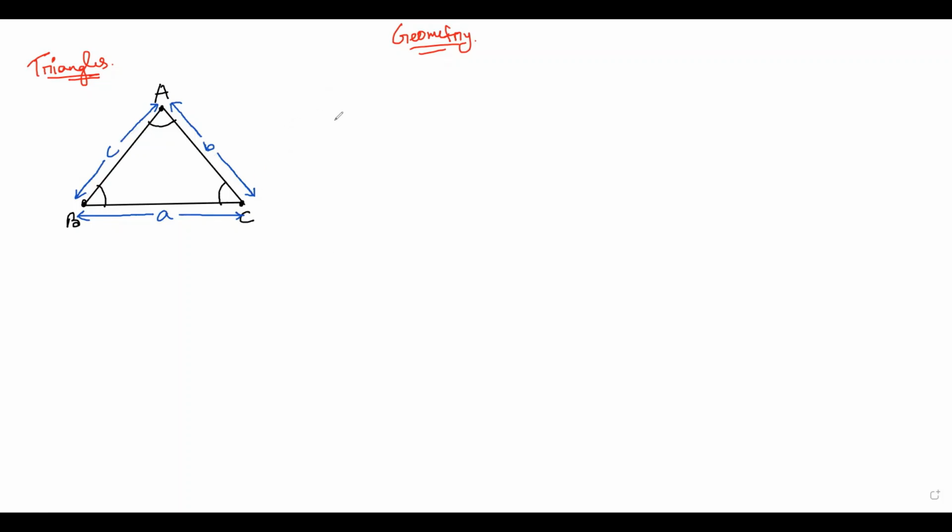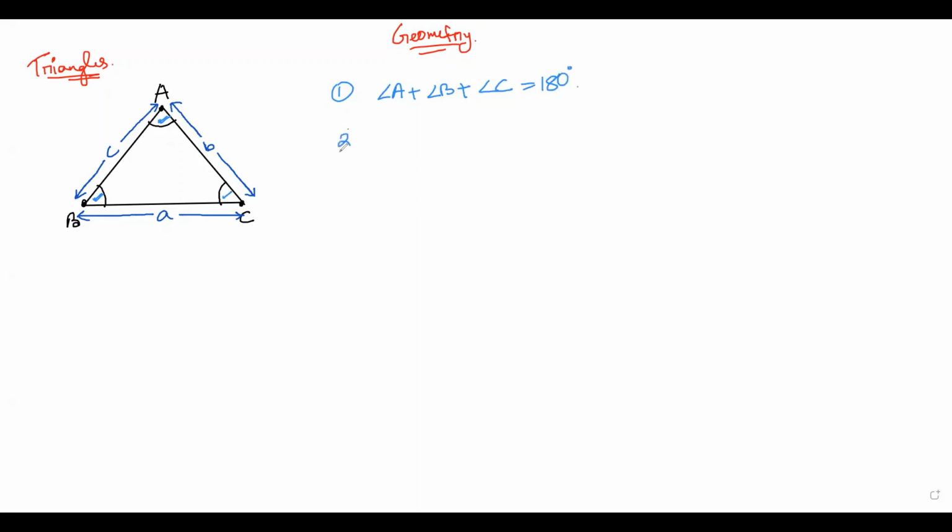Now, there are some properties of triangles which we need to remember. The first is the sum of all the interior angles of a triangle is 180 degrees. Since these angles, angle A, angle B, and angle C are lying inside the triangle, these are interior angles, and the sum of all these angles would be 180 degrees. So we can write angle A plus angle B plus angle C equal to 180 degrees.